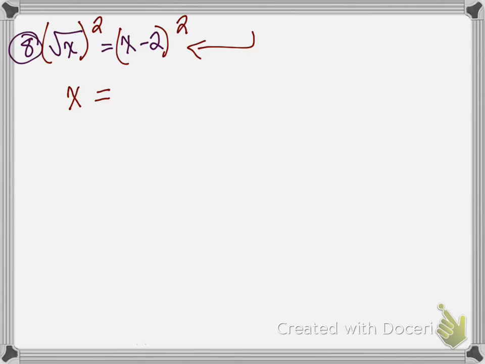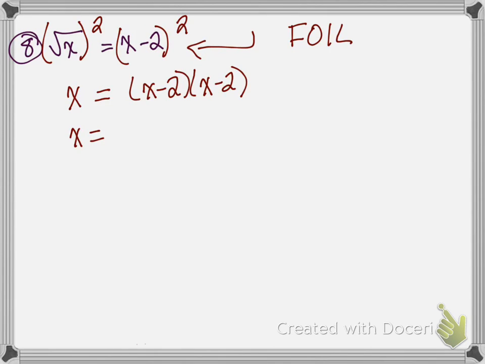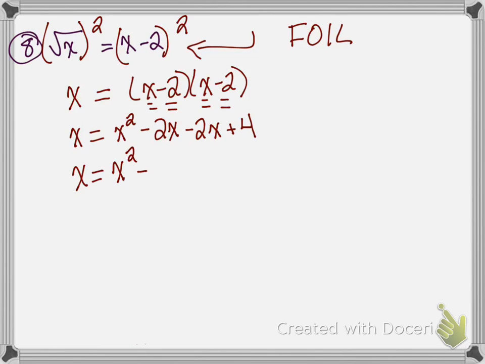But what am I going to have to do here? Good. I have to FOIL. So I have x minus 2 times x minus 2. Okay? X times x is x squared. X times negative 2 is negative 2x. Negative 2 times x is negative 2x. Negative 2 times negative 2 is plus 4. So I have x equals x squared minus 4x plus 4.